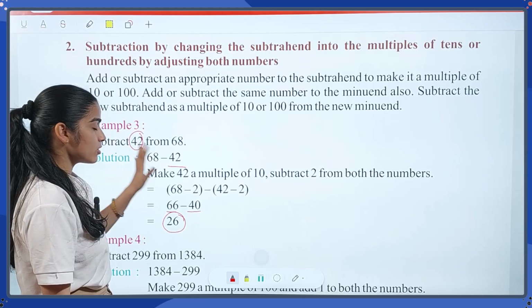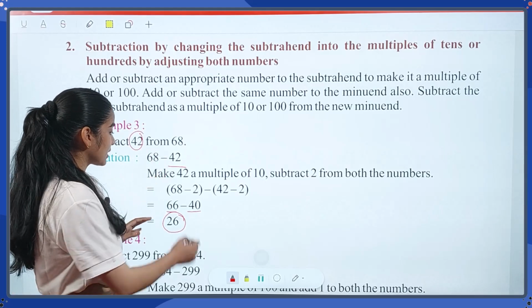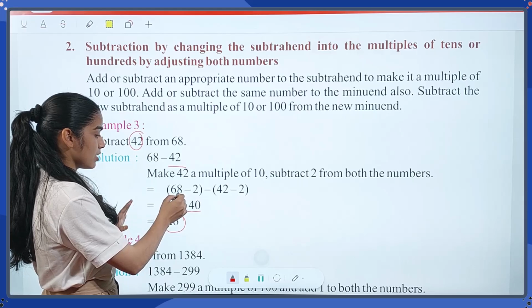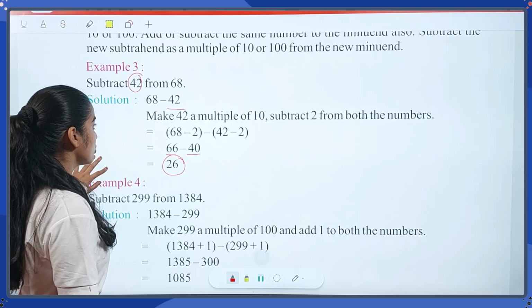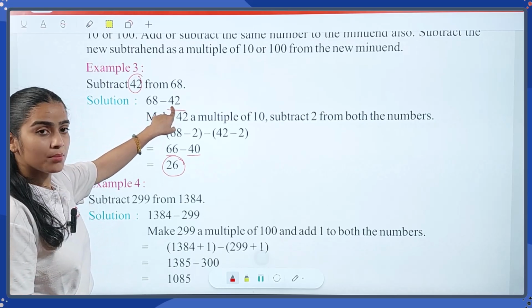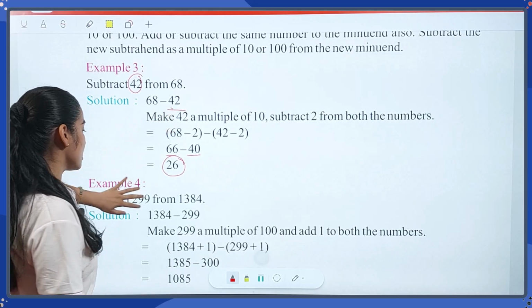In this, nothing else you have to do, you just have to subtract. If you subtract 2 from 68, 66 is your answer, and then 66 minus 40 is your answer. You just have to make your subtrahend into a tens and hundreds digit.